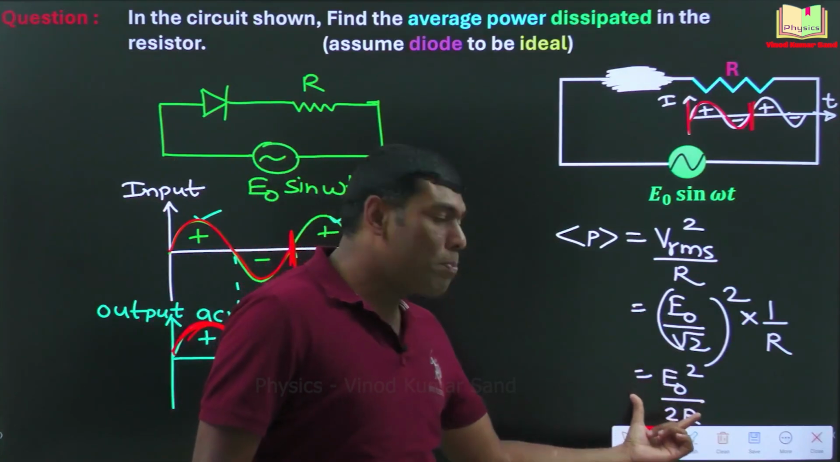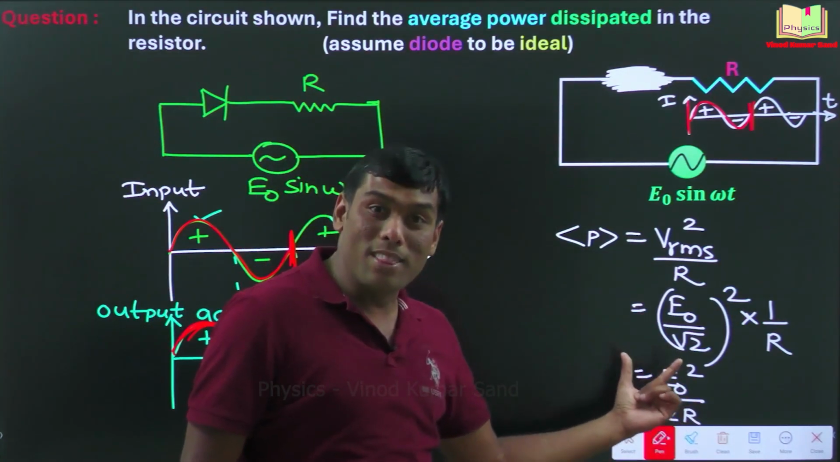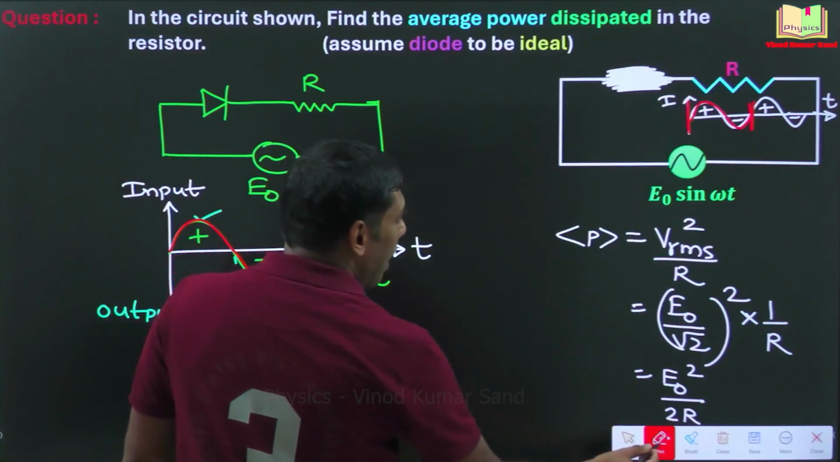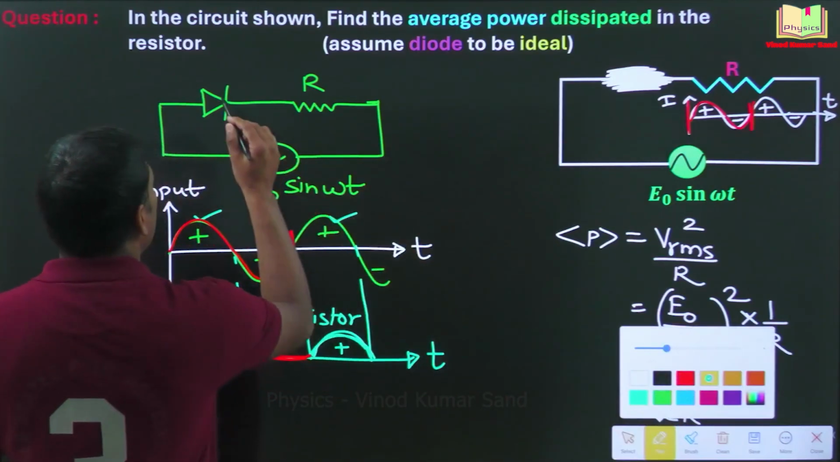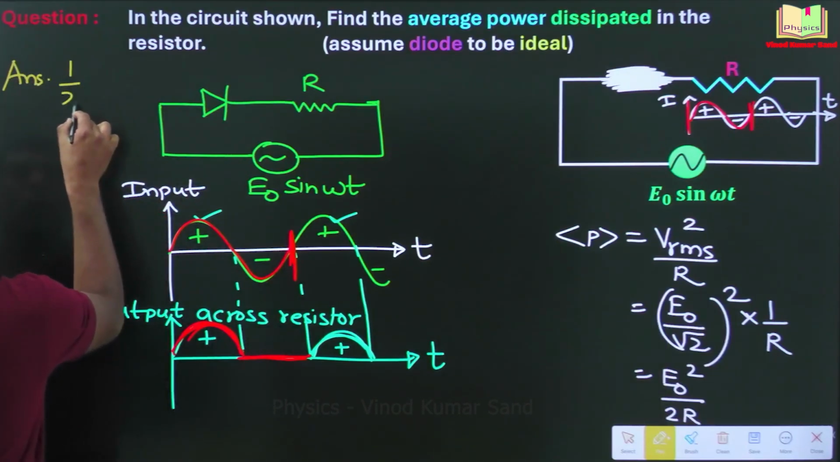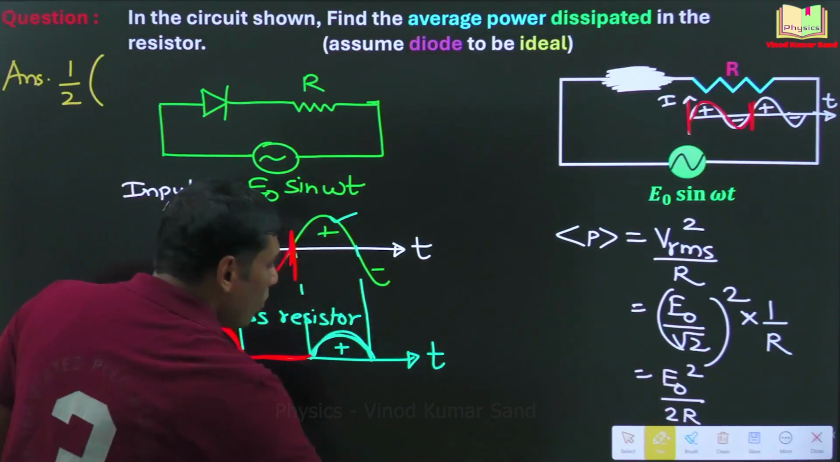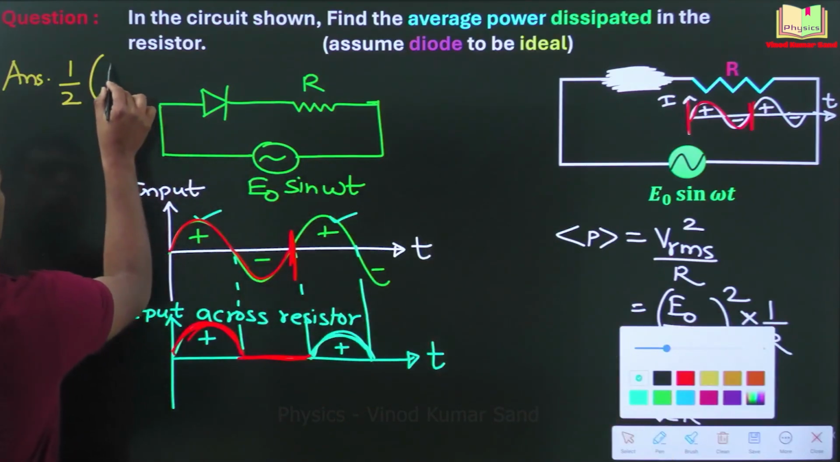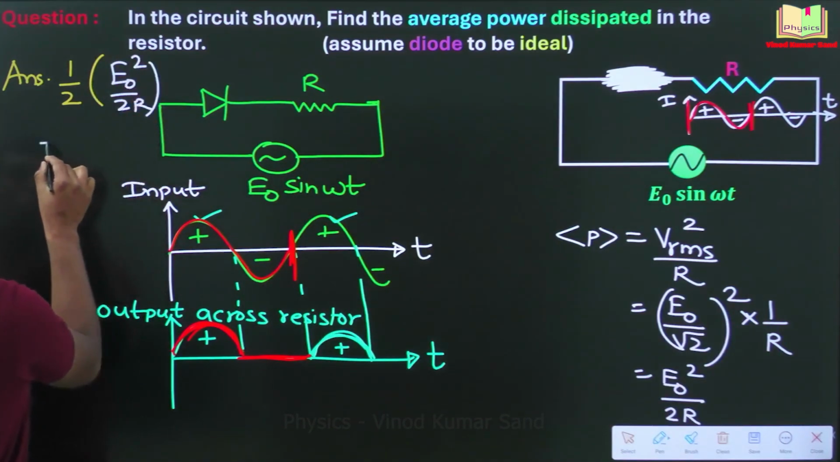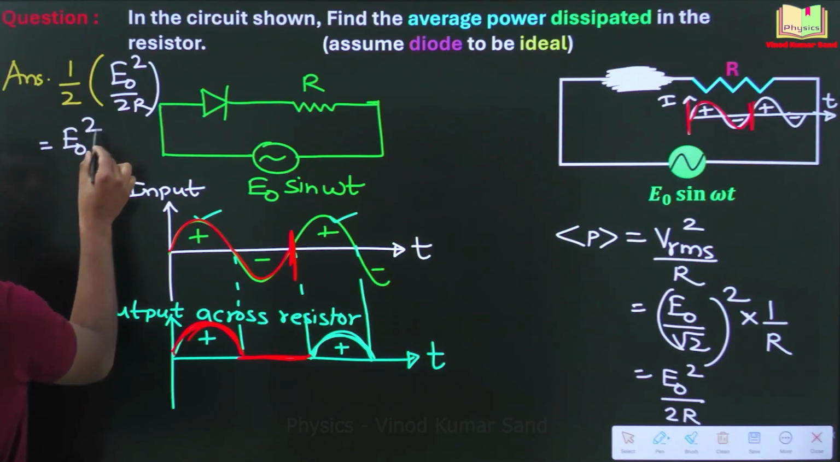So whatever power the resistor was consuming in the earlier case, here the power consumed will be half of that. So here we got our answer. It should be half of that particular answer, E naught square by 2R. So the actual answer is E naught square by 4R.